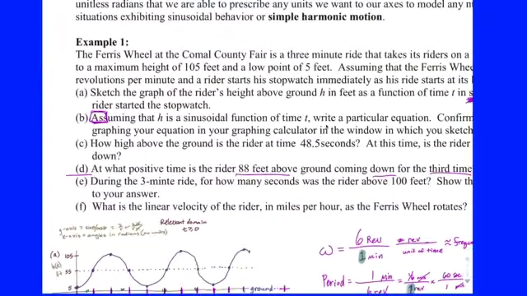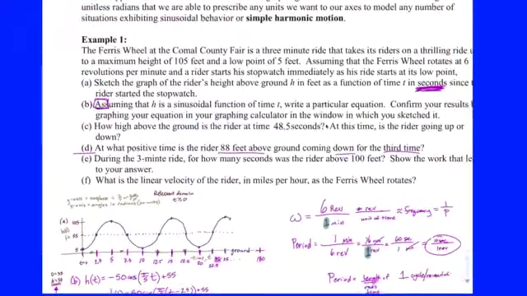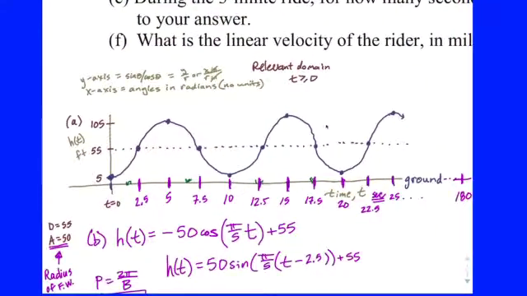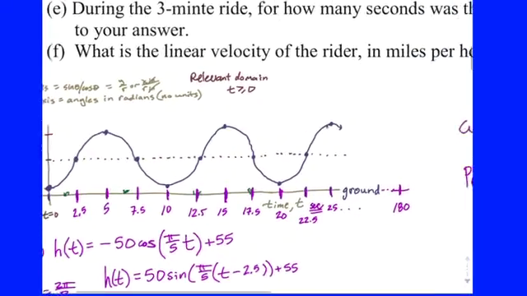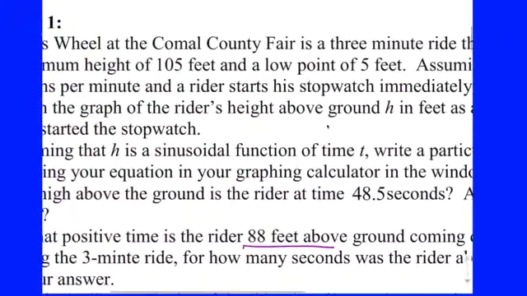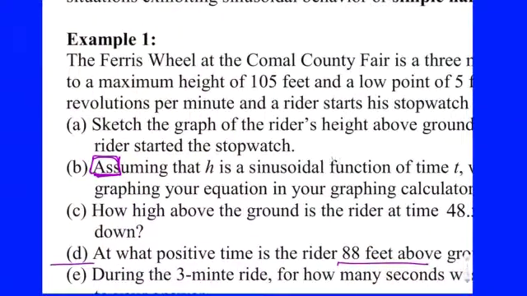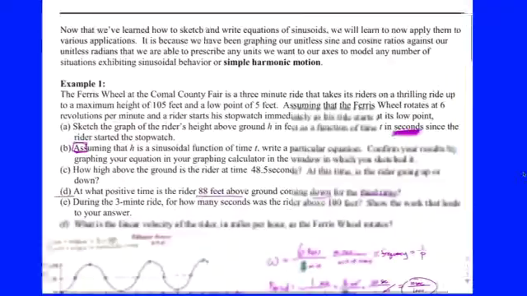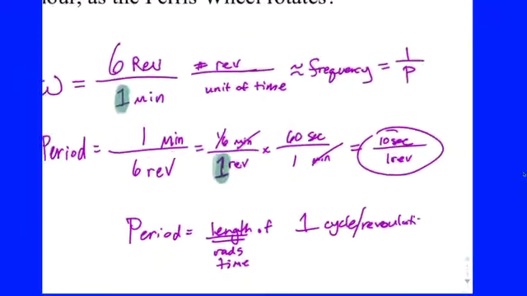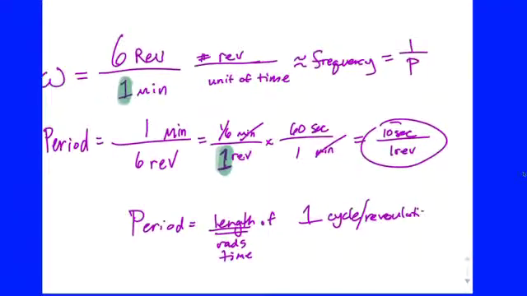So just to remind you, we were looking at the Ferris wheel at the Canal County Fair. It went up to 105, went down to 5. We came up with this graph. We knew that there was a 3-minute ride, and this was important, it did 6 revolutions per minute. That came out to be 10 seconds for the period. Remember, the reciprocal of the angular velocity is the period. We just had to convert it to seconds, okay? So 10 seconds per 1 revolution, that is exactly what the period is. Number of seconds or time for 1 revolution.